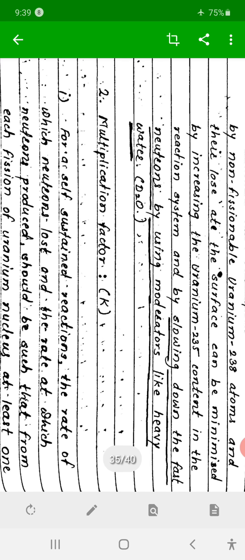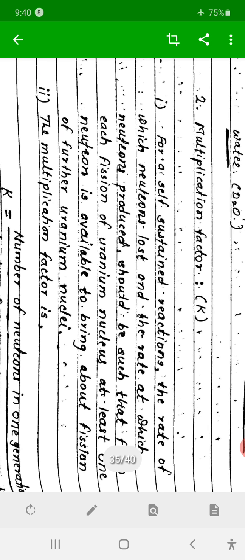Fission reaction is also controlled by slowing down the fast neutrons using a moderator like heavy water, because if the neutrons are fast moving, there is more possibility of their loss. That escape is minimized by slowing down the fast moving neutrons using a moderator like heavy water.